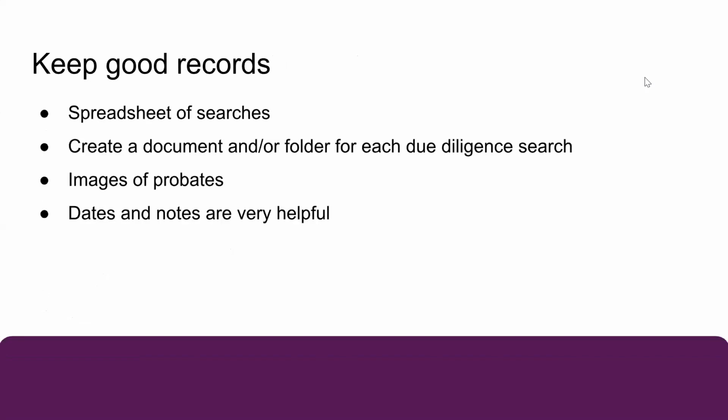So when you have a list of orphan works that require more in-depth investigation, then the best way to record all of your searches is in an Excel spreadsheet. You can also create a document and keep it in a folder with all the information, images of probates as well, and any dates and notes are very helpful. So the date that you called someone, the date you sent a letter.